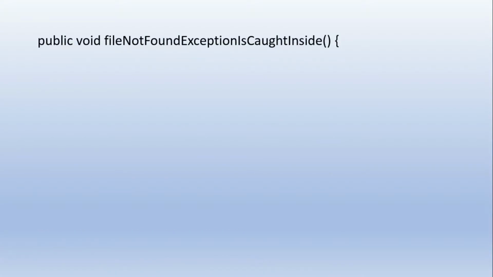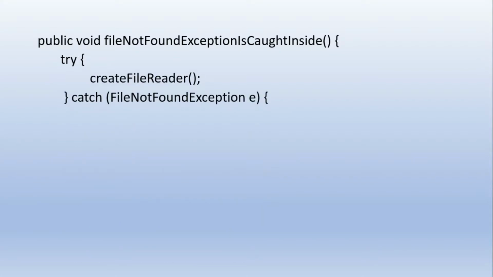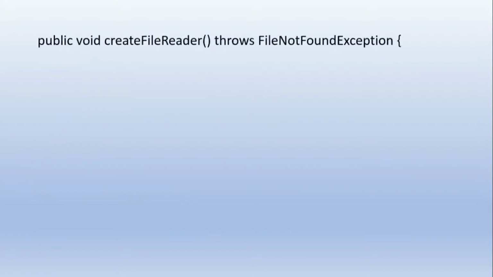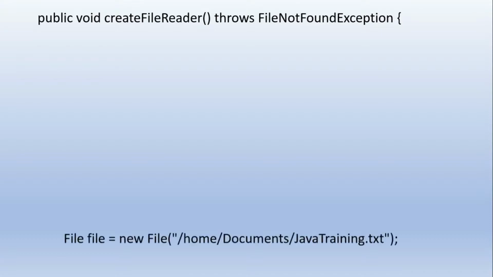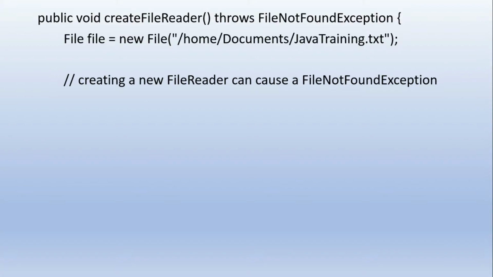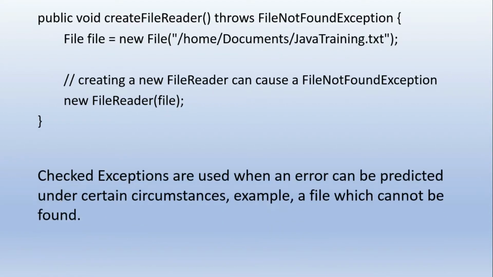public void fileNotFoundExceptionIsCaughtInside. try { createFileReader(); } catch (FileNotFoundException e) { logger.error(e.getMessage(), e); } public void fileNotFoundExceptionIsRethrown throws FileNotFoundException { createFileReader(); } public void createFileReader throws FileNotFoundException { File file = new File("/home/documents/javatraining.txt"); Creating a new FileReader can cause a FileNotFoundException. new FileReader(file); } Checked exceptions are used when an error can be predicted under certain circumstances, for example, a file which cannot be found.